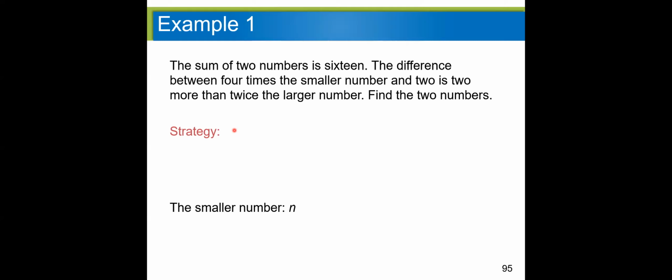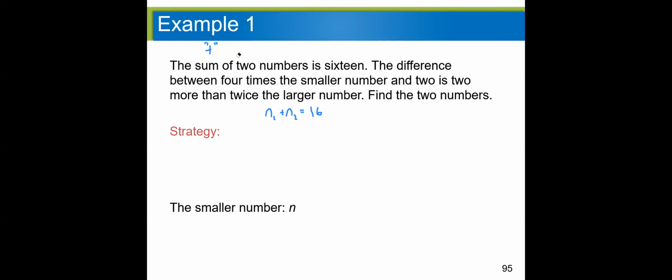Let's do this. The sum of two numbers is 16. Well, summing to me is addition. Two numbers, let's call them N1 and N2. And the sum of those two numbers is 16. That to me looks a lot like N1 plus N2 is equal to 16. That was easy enough.